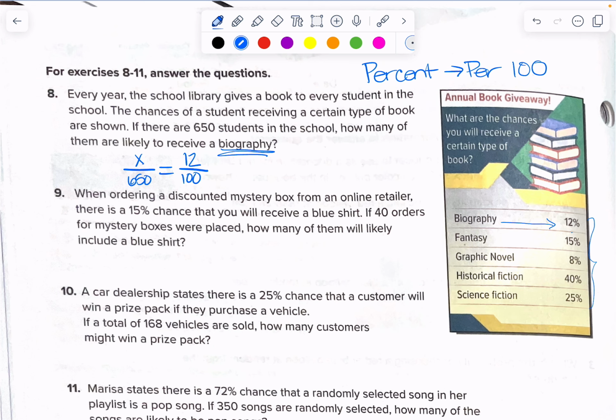So remember, there's a variety of strategies you could use here. You could look for a mental math relationship. You can use your cross products to solve it. And so our cross products here would be 12 times 650 is equal to 100 times x. And when we multiply 12 times 650, we should get 7,800. And if we divide that by 100, we'll get 78. Okay, so what that means is we would expect 78 of those 650 students to receive a biography.